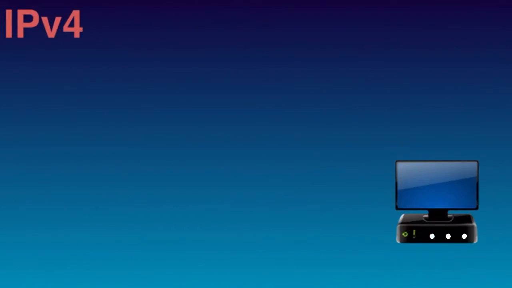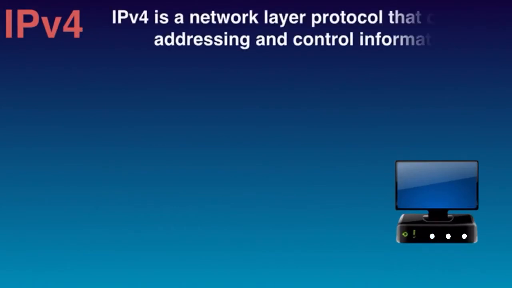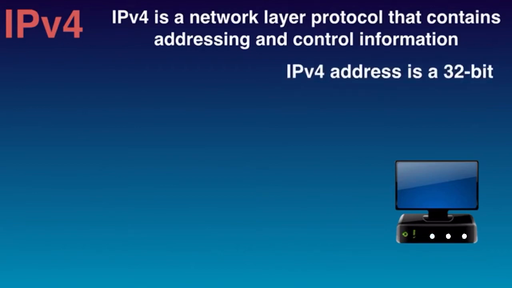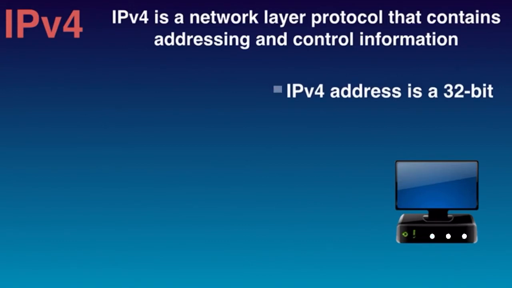IP version 4 is a network layer protocol that contains addressing and control information, which helps packets to be routed in a network. It is considered the primary Internet protocol and carries 94% of Internet traffic. An IP version 4 address is a 32-bit number that uniquely identifies a network interface on a machine. It is typically written in decimal digits, formatted as 4 8-bit binary numbers that are separated by a decimal point, like this.